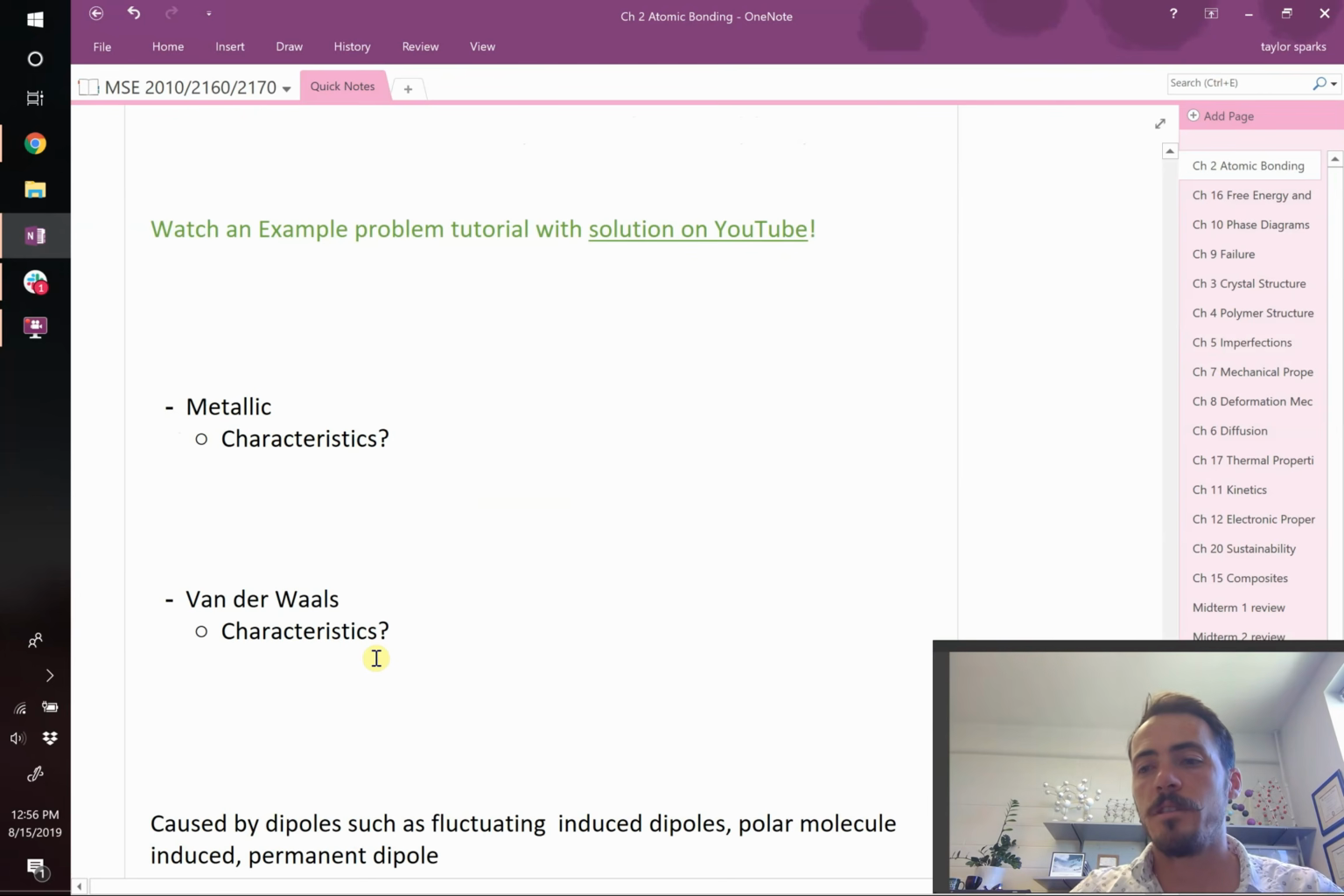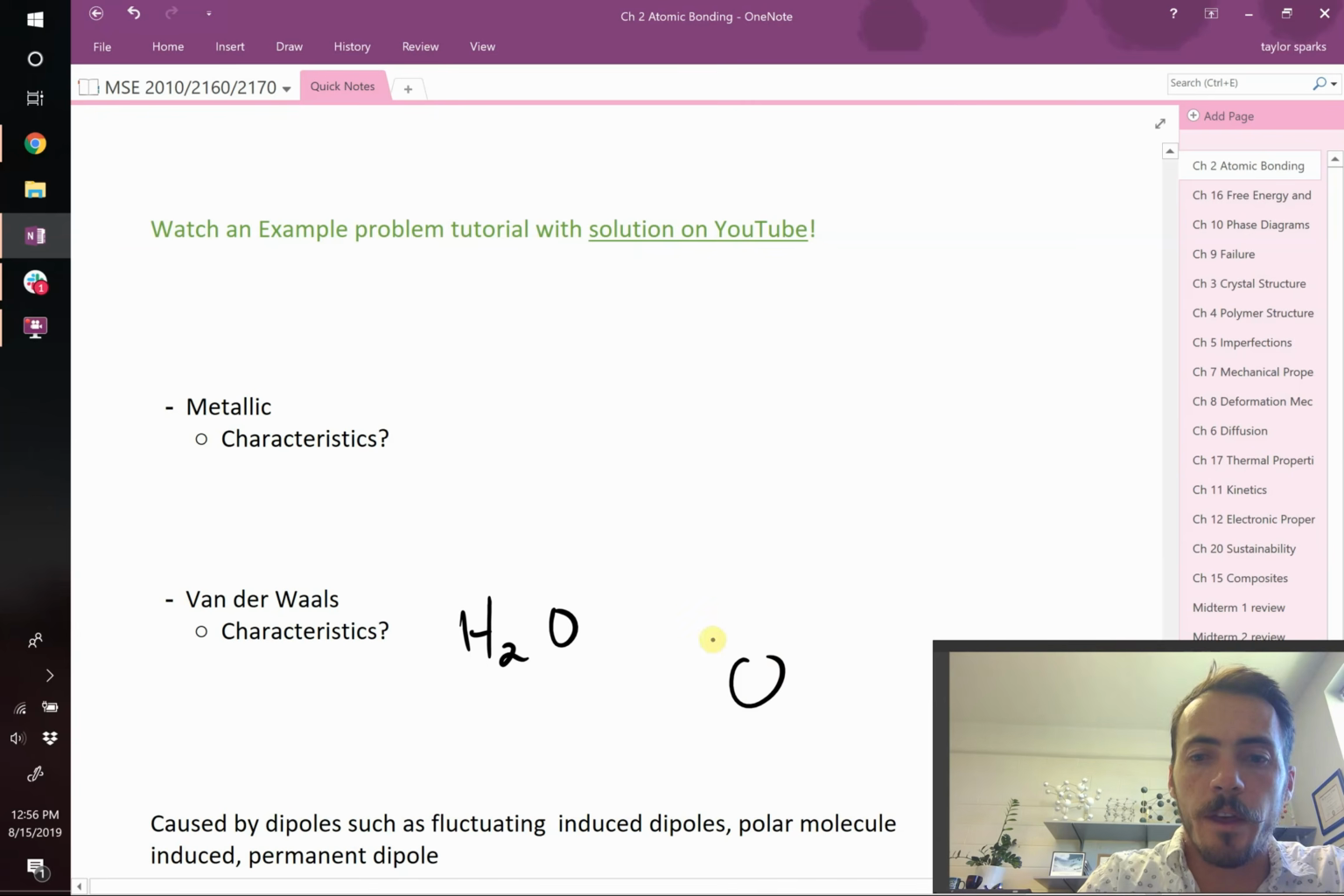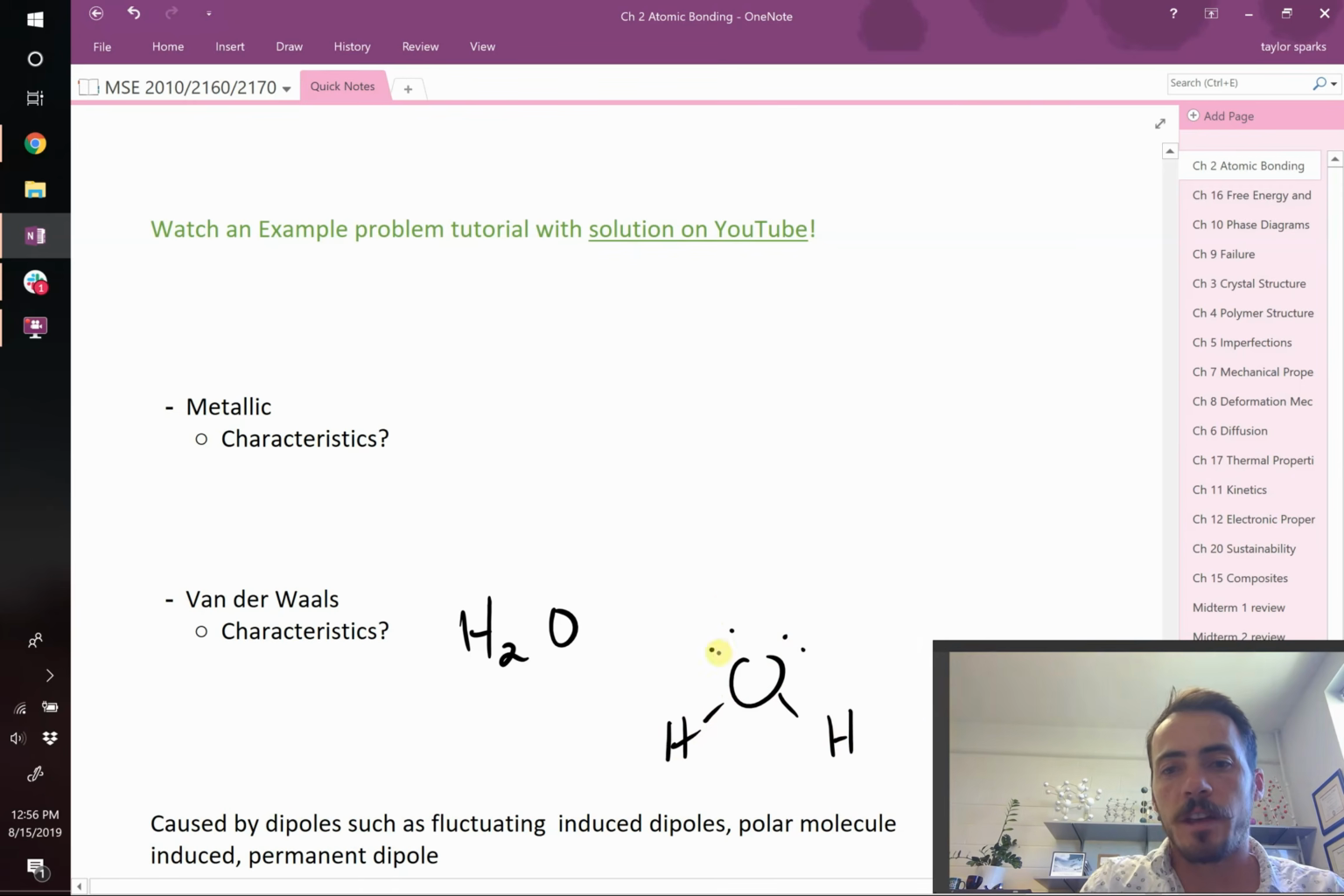Van der Waals bonding is secondary bonding, meaning it's not even a full electron typically. It's like fractions of an electron. So water is a good example. If you take water, H2O, when you draw that, its Lewis dot structure actually looks like this. H is bonded like that. And it has these extra electrons that are called lone pairs. They're not involved in bonding. Oxygen just has them. And then oxygen wants electrons more than hydrogen does because it's more electronegative. So there's an overall negative charge here and an overall positive charge over here.